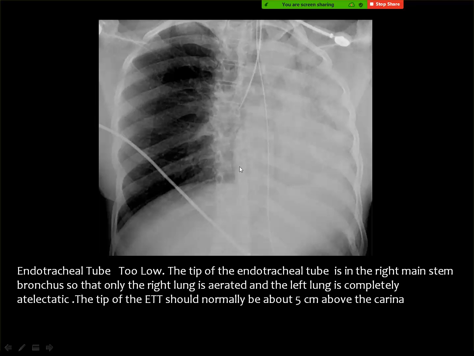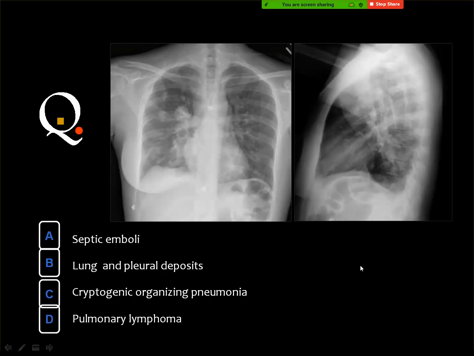And this is another example of the endotracheal tube in a lower down position passing into the right main stem bronchus, causing a similar appearance. Then the second case is a patient with multiple pulmonary nodules on the right side, and maybe also some nodules on the left side. Then what do you think of this? Septic emboli, lung and pleural deposits? Yes. Okay. Yes. Based on what?